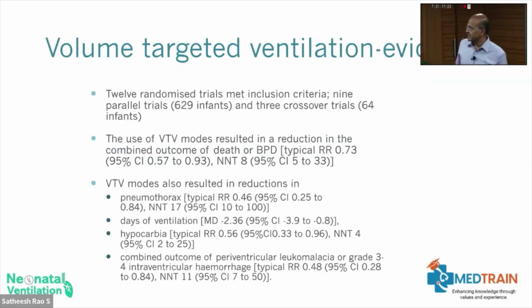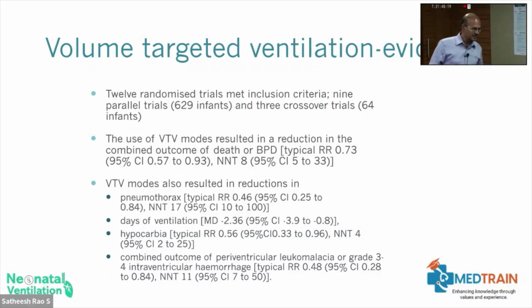So there is enough evidence for volume targeted ventilation though, and the use of volume targeted ventilation reduces pneumothorax, days on ventilation, risk of hypocarbia, and also the combined outcome of PVL and IVH. So volume guarantee is definitely the mode to use as a first line, but it's not one size fits all. You have to understand and titrate.